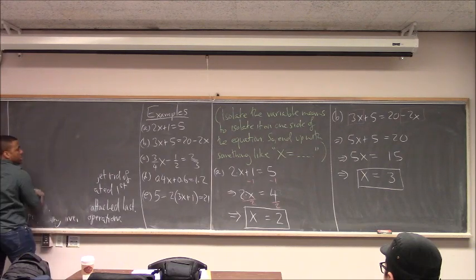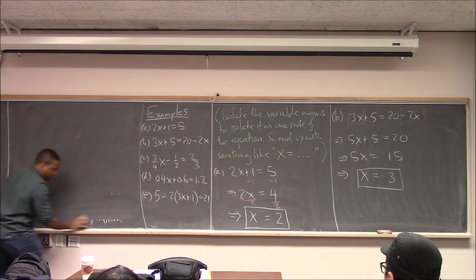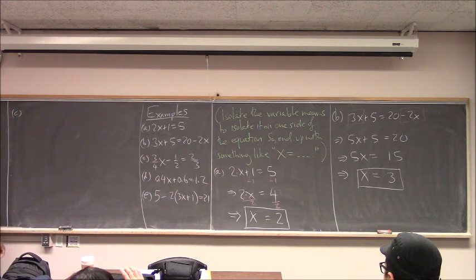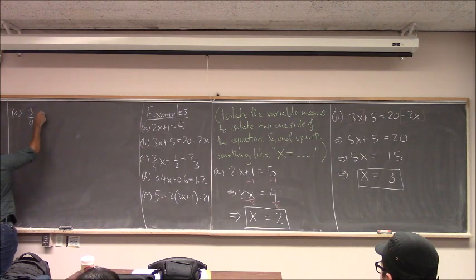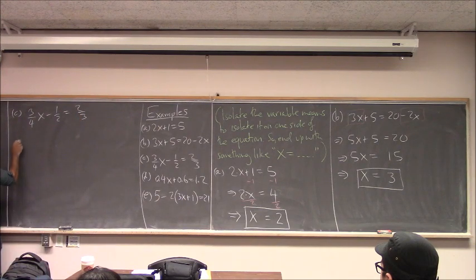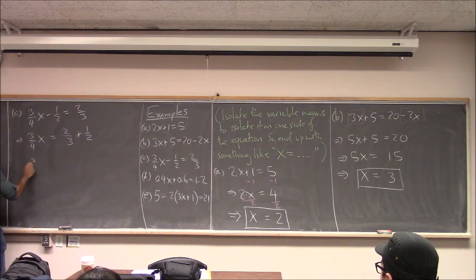Okay, someone help me do C quickly, so we can get to something more interesting. How do we do C? Yeah. So you would add 1/2 to both sides. Okay, and what would that be?